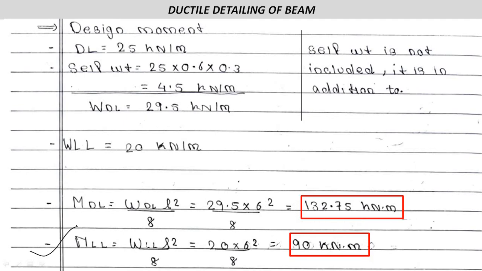Similarly for the live load, the moment due to live load is equal to weight of live load into L square divided by 8. So the weight of live load is 20, so 20 into length 6 meters, its square, divided by 8. So we will have the value of moment due to live load as 90 kN into meter.